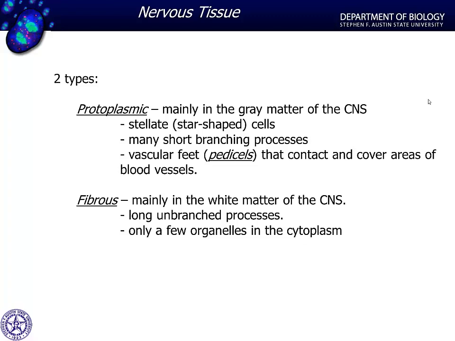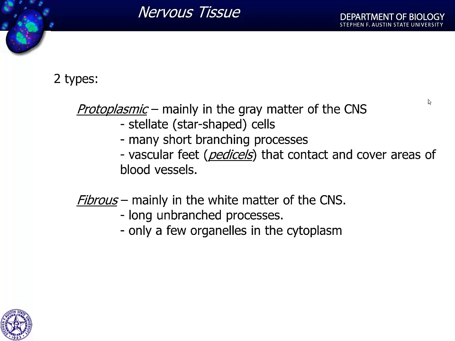Now, they can appear in two forms. You can either have a protoplasmic, which are going to have a number of processes. They're almost going to look hairy. There's going to be so many. Or a fibrous one, which are going to have fewer processes, but they're going to be much longer, more prominent, even though they're fewer.